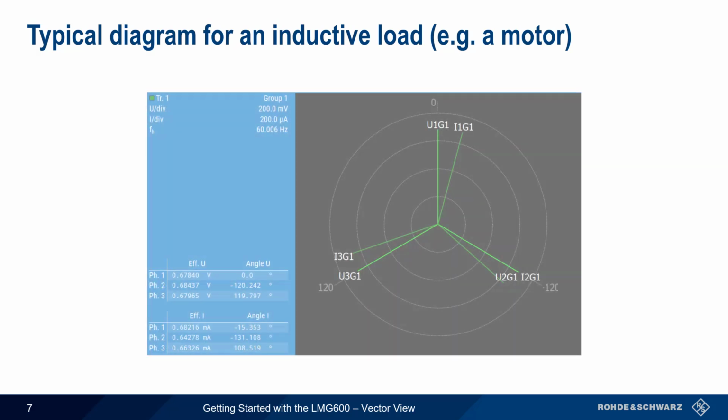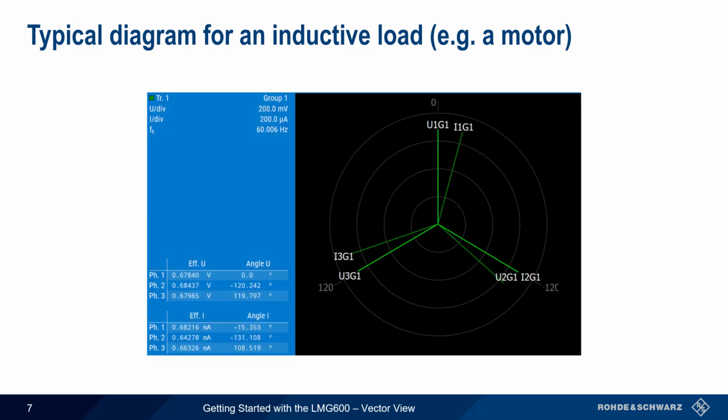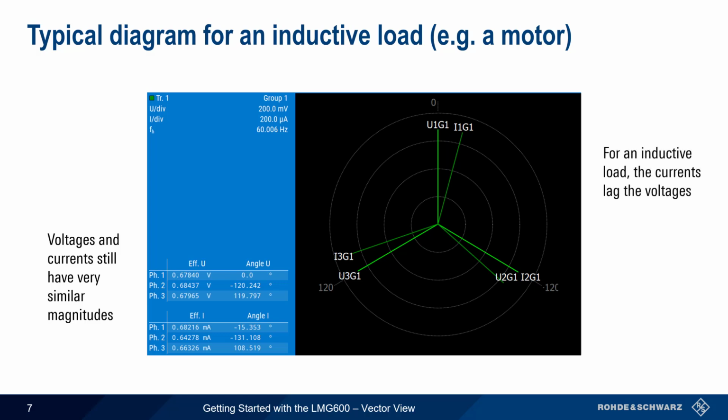A more realistic graph, such as the one where the load is inductive, will have some phase displacement between voltages and currents. Here, the voltage and currents have very similar magnitudes in each phase, but because the load is inductive, the current in each phase lags the voltage by approximately 10 to 15 degrees. Note, however, that even though each current is lagging its voltage, all 3 currents are still separated by angles of approximately 120 degrees.